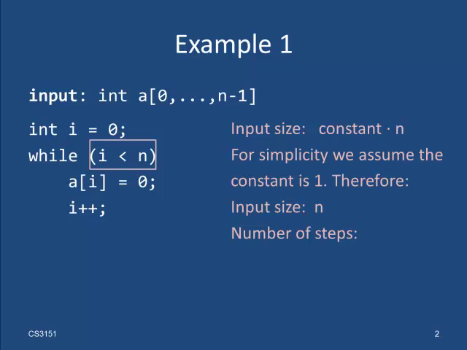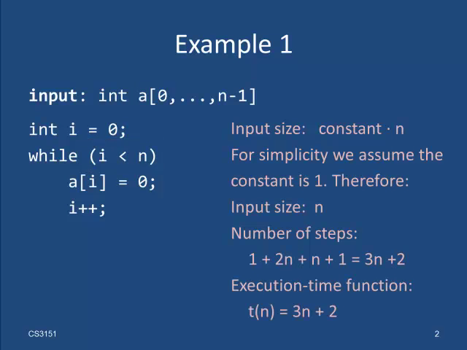Finally, let's not forget the Boolean expression i less than n that is evaluated before each iteration, and then one more time when i reaches n and the loop terminates. Thus the comparison is evaluated a total of n plus 1 times. In summary, the number of steps is 1 plus 2 times n plus n plus 1, which is 3n plus 2. Finally, we can describe the execution time function. Typically, I call that function t. T stands for time. Remember, we measure the number of steps in the input size n. So t of n is 3n plus 2.